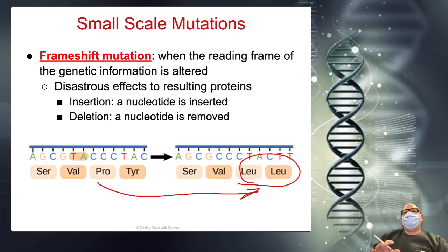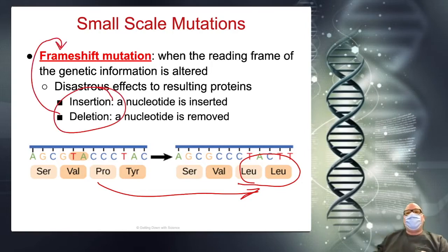A frameshift mutation is usually really, really bad. Why? Because everything downstream of that mutation, where we add or take away a letter, is going to be messed up. Everything. And that can happen two ways, by insertion or deletion. So know that insertion or deletion will result in a frameshift.